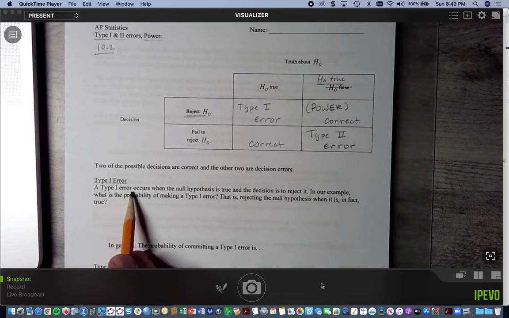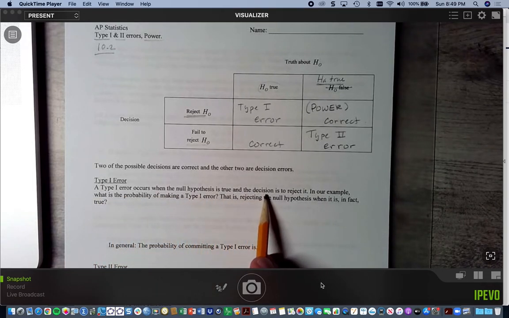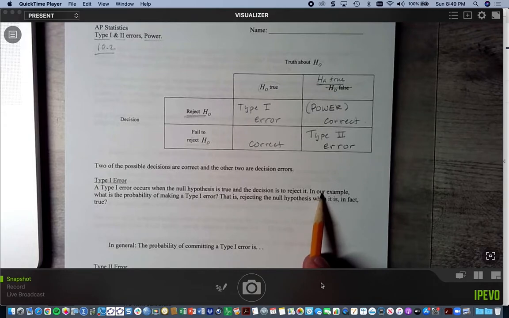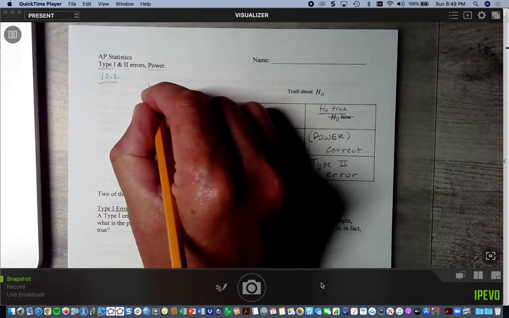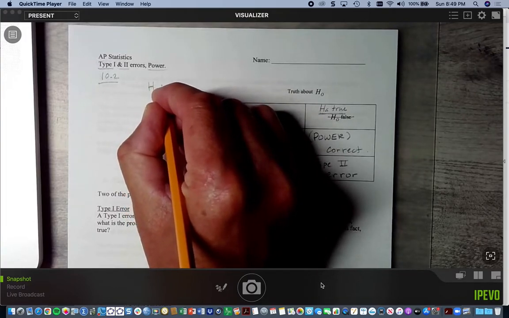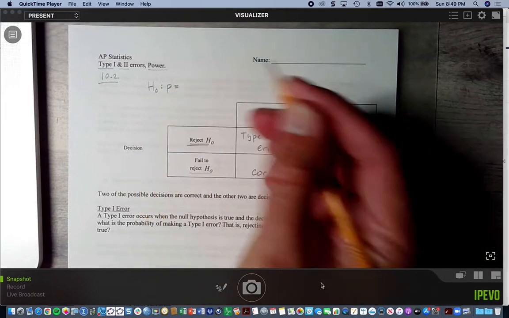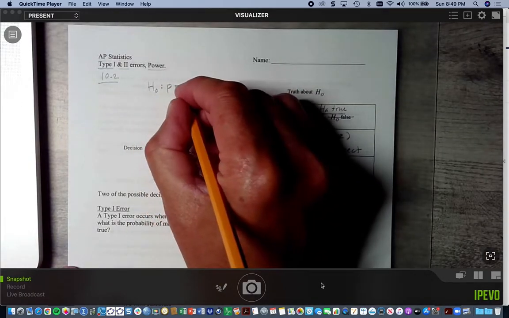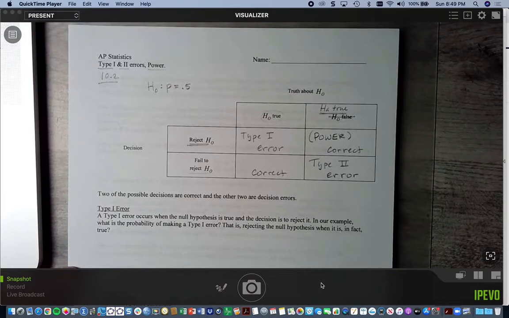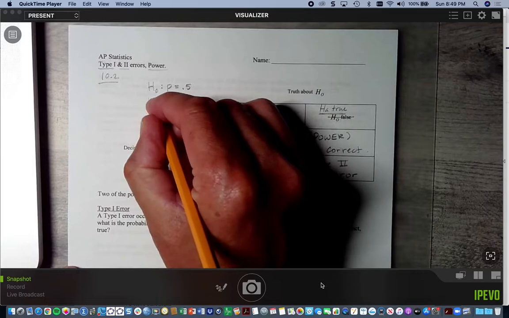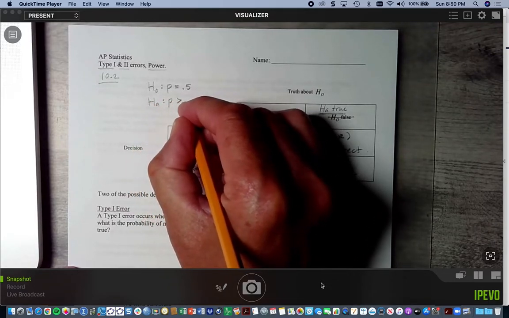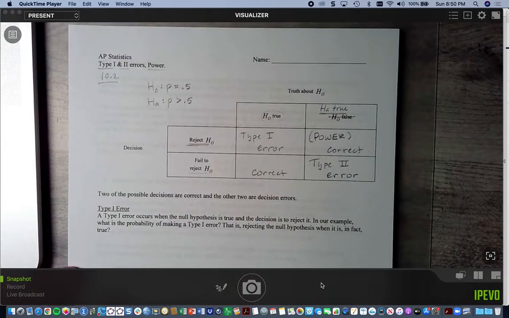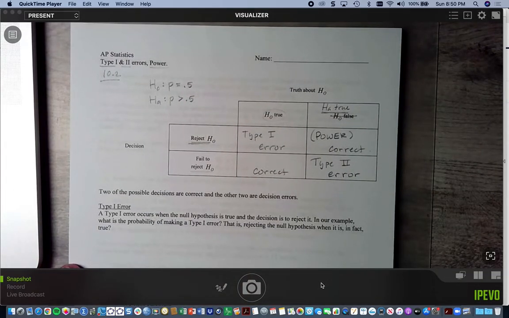So a type 1 error occurs when the null hypothesis is true and the decision is to reject it. Let's say we're testing to see if a coin is fair. We're going to flip it a bunch of times. If the coin is fair, we would expect the proportion of heads to be 50%. Then let's say our alternative is that the coin is not fair, that the proportion of heads is really bigger than 50%. It comes up heads more often than it should.